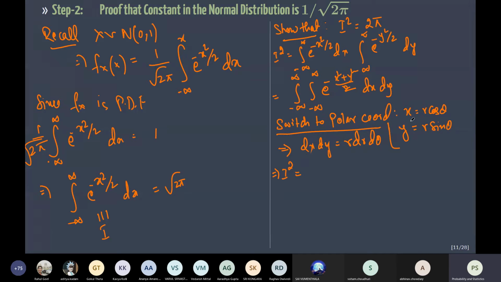So with this change of variables, theta will go from 0 to 2 pi because we have to turn a full 360 degrees, and r will go from 0 to infinity. The radius will go from 0 to infinity. And e to the minus (x square plus y square) by 2 is e to the minus r square by 2, and dx dy is r dr d theta.